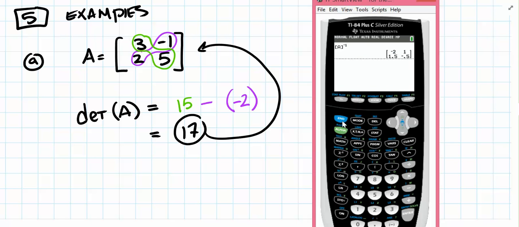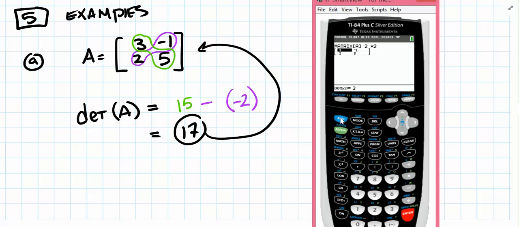Here we go. So I'm going to go a 2 by 2, 2, enter, 2, enter. So let's go 3, enter, negative 1, enter, 2, enter, and 5, enter. And once I've got that, I can quit. And now that matrix is stored into my calculator.